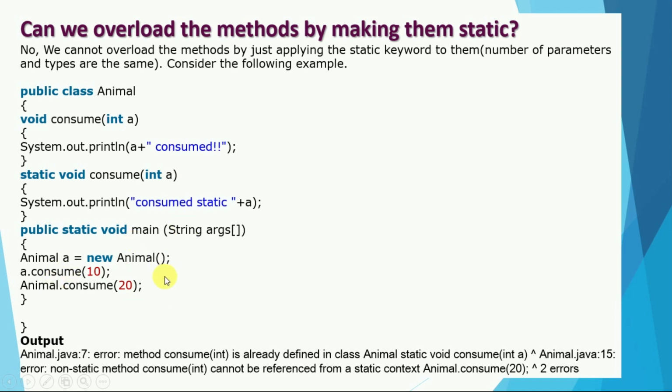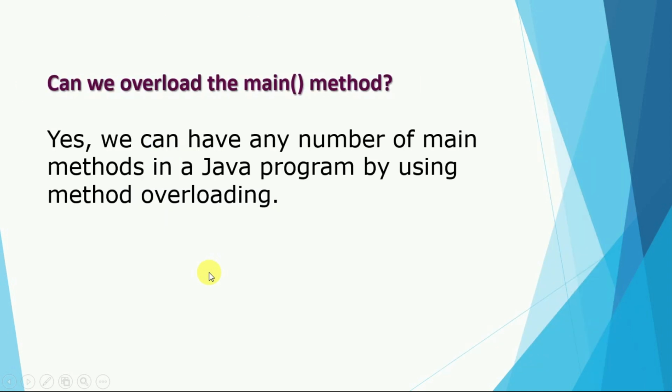Basically we are trying to give the reference of a non-static method to a static context, so it will throw an error, because one consume method is of type static and the other is non-static. That's why it will throw an error. So can we overload the main method? Yes, we can have any number of main methods in a Java program by using method overloading.